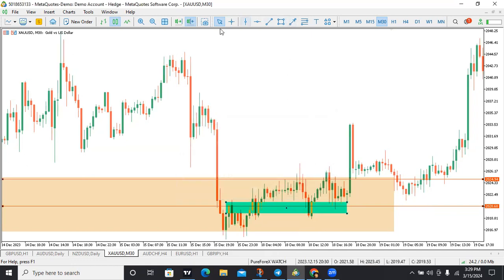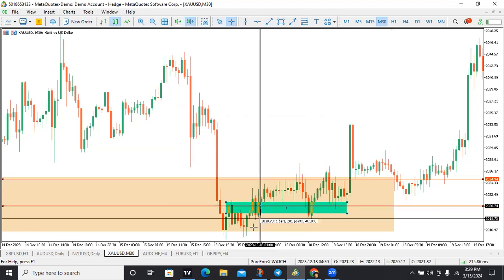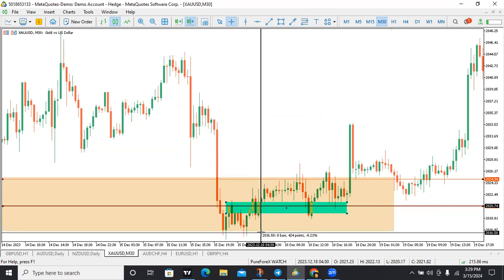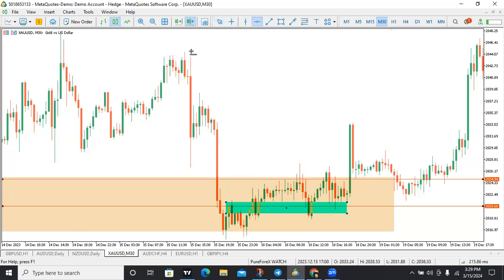So here, you're going to buy here. Your stop loss is going to be low. We have, let's say, 43 pips. So our overall target is the high here, this one. This is the H4 high here. So that is our overall target.